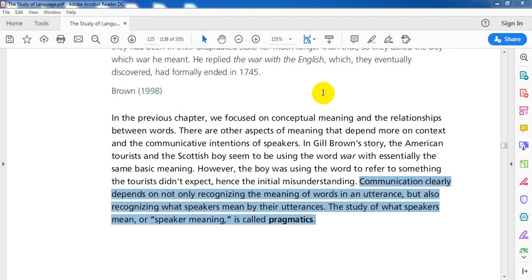Communication clearly depends, let me highlight this, communication clearly depends on not only recognizing the meaning of words. The meaning of words used in a communication is not the only thing that we care about as listeners or receivers of an utterance, but also recognizing what speakers mean. Here, it means that the speaker may mean something more than or beyond the meaning of the words by their utterances. The study of what speakers mean, or speaker meaning, is called pragmatics.